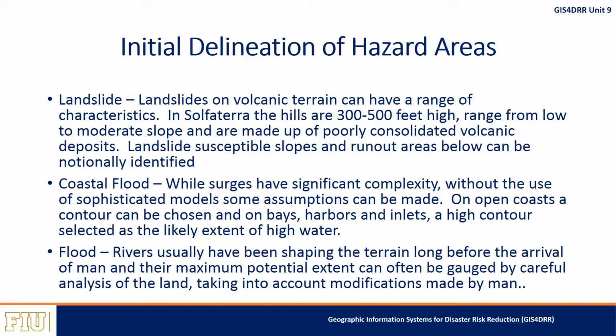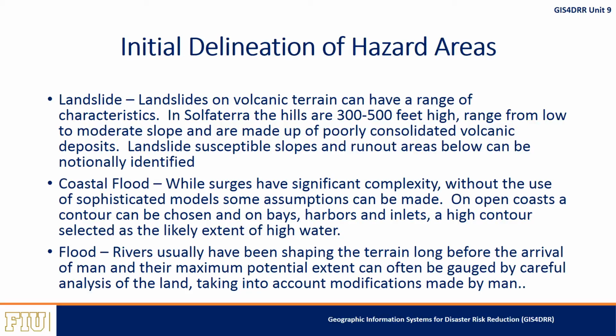So, the initial delineation of these hazard areas includes landslides. Landslides on volcanic terrain can have a range of characteristics. In Solfatara, the hills are 300 to 500 feet high, range from low to moderate slope, and are made up of poorly consolidated volcanic deposits. They're pretty well drained internally, though. Landslide susceptible slopes and runout areas below can be notionally identified.